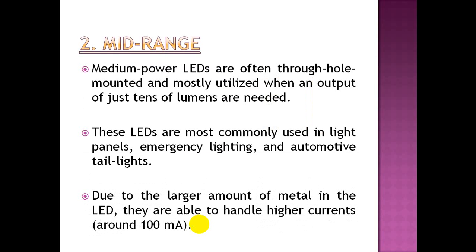Next is the mid-range. Medium power LEDs are often through hole-mounted and mostly utilized when an output of just tens of lumens are needed. They sometimes have the diode mounted to a heat sink slug for better heat conduction and carry an integrated lens. An example of this is the Superflux package from Philips Lumileds.